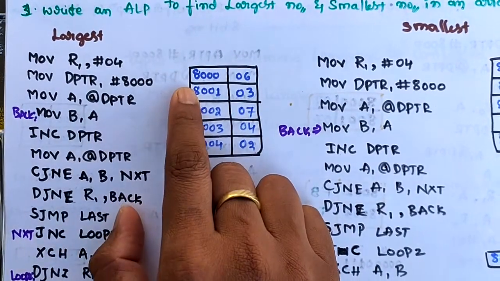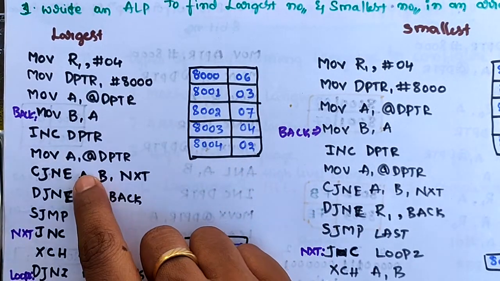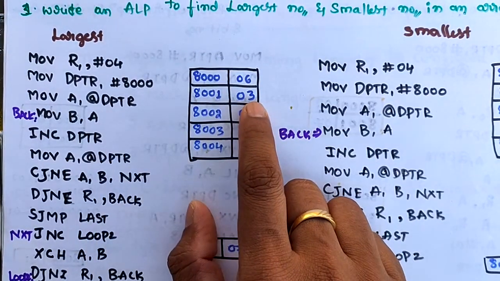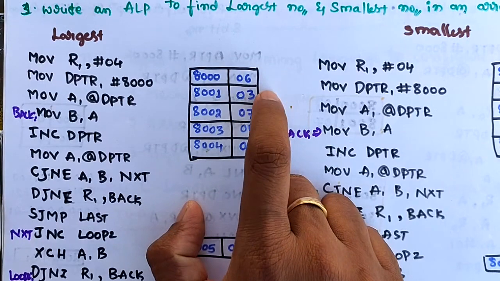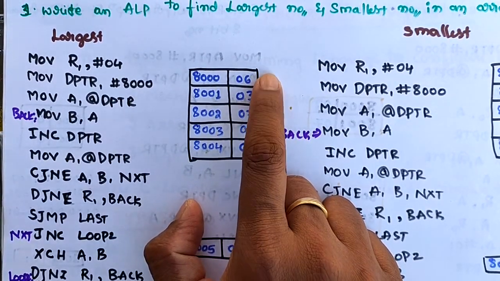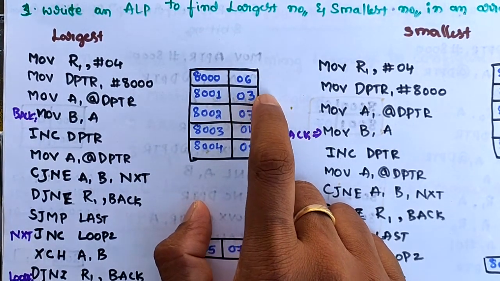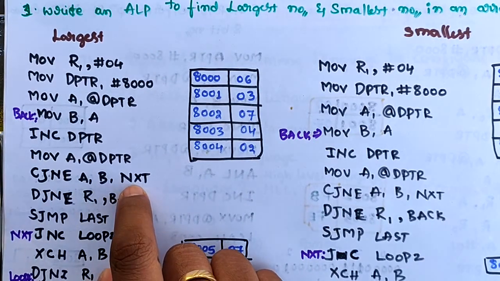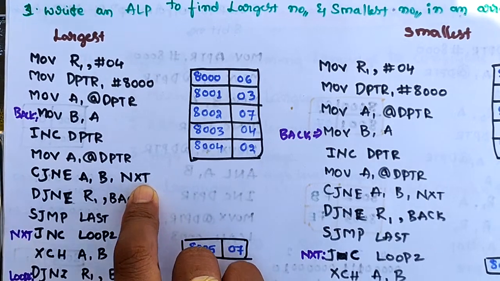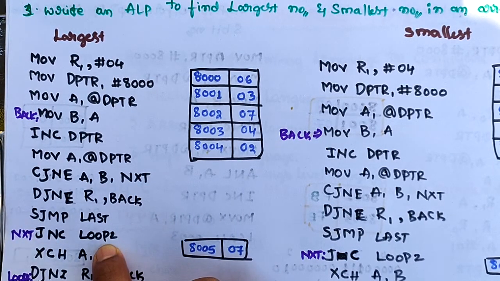It will come to the next position 8001. Then move the content of DPTR to the accumulator. Now the B register has 06, the A register has the value 3. Now compare these two with compare jump if not equal, CJNE. Check whether these 2 bytes are equal or not. If they are not equal, that is the A and B contents are not equal, then it will jump to the JNC location, jump if no carry.